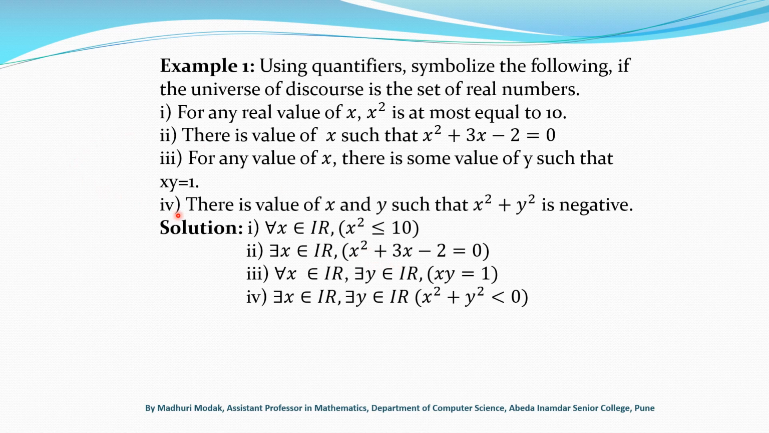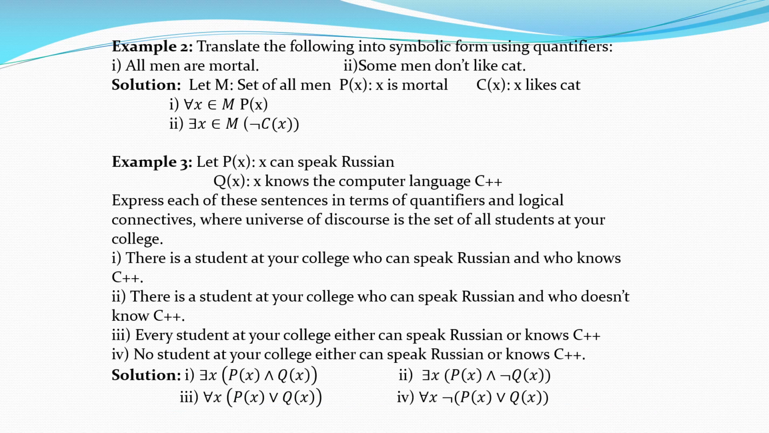Now, fourth is there is value of x and y such that x square plus y square is negative. Negative means it is less than 0. Now, there is value of x means there is value of x and there is value of y. So, for both x and y, we use existential quantifier. There exists x in R, there exists y in R such that x square plus y square is negative, means less than 0. So in this way, using quantifiers, we can express the given statement in symbolic form.